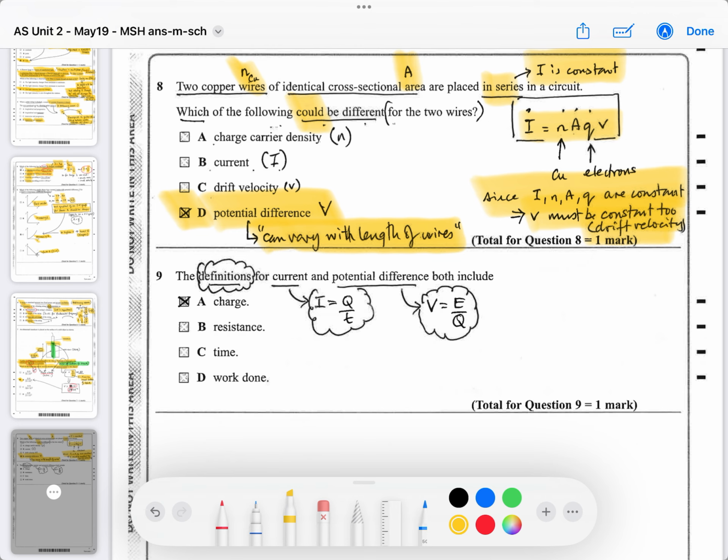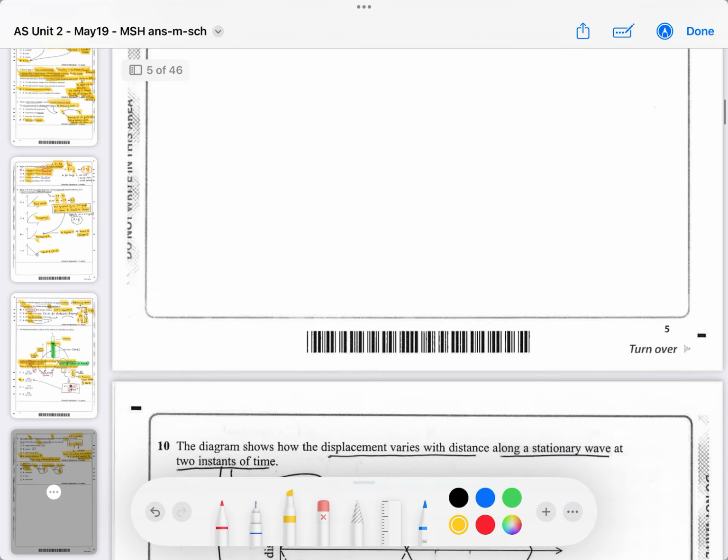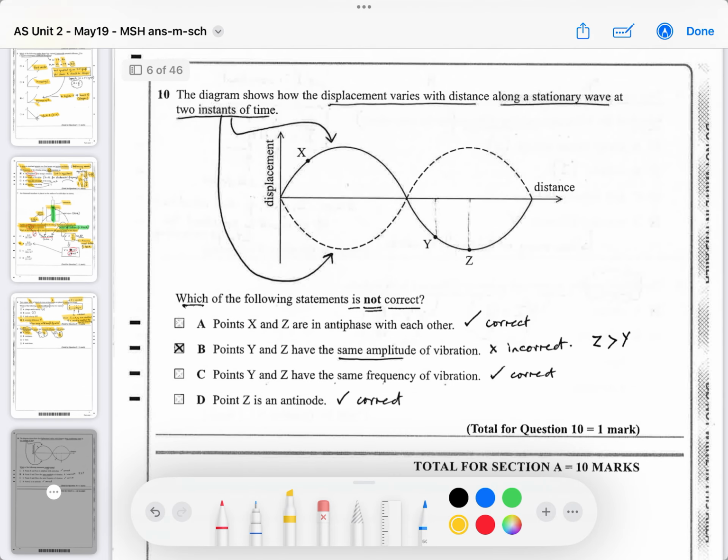Question 9. The definitions for current and potential difference both include what? Well, they both include charge. One is charge per unit time and one is energy per unit charge. So that's a quick, easy question. Question 10, the diagram shows how displacement varies with distance along a stationary wave at 2 instants of time. Okay, so the dotted line is 1 instant of time and the solid line is the other instant of time. Okay, which of the following is not correct?